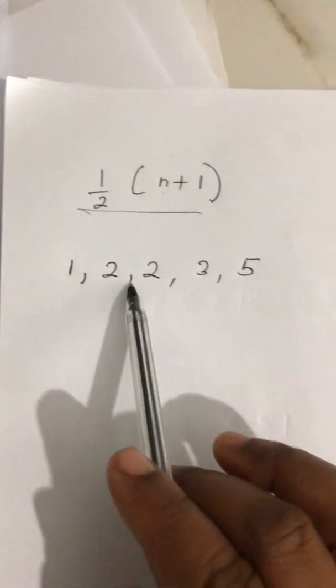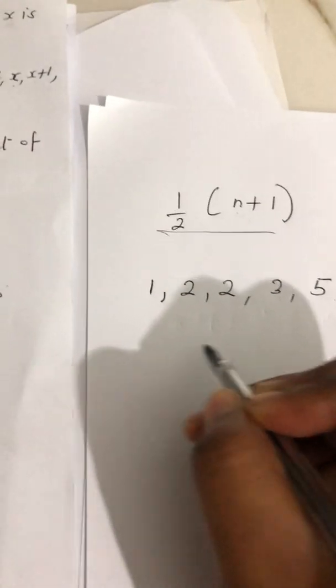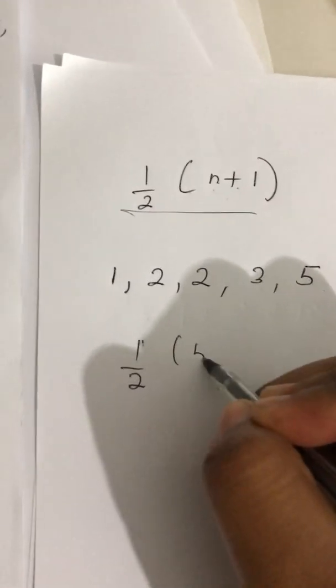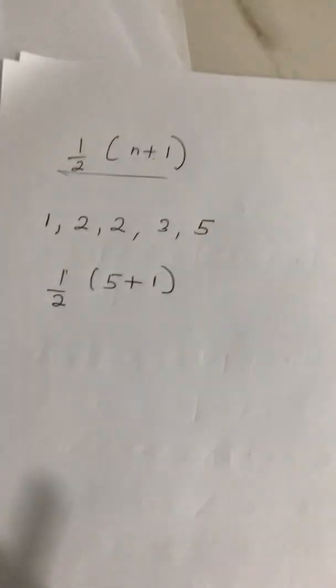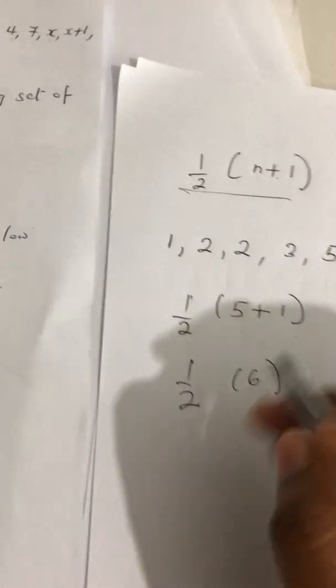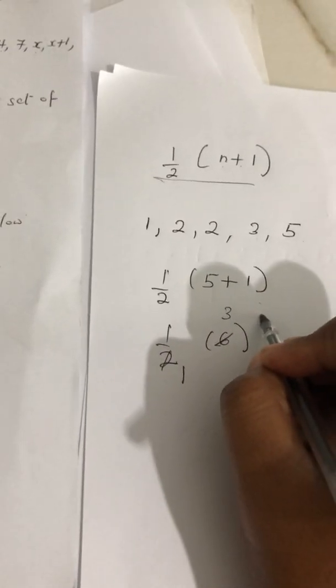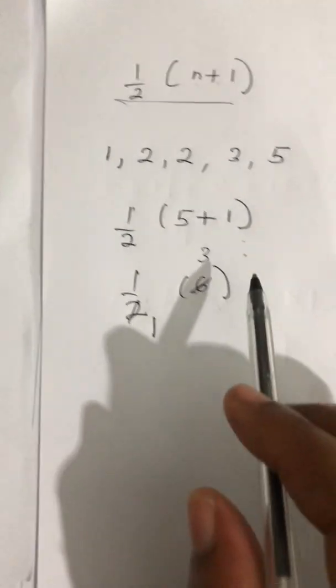Now, the formula says half of n plus 1. Now, let's find the n. The n is just the number of elements you have. So we have 1, 2, 3, 4, 5. So you can see that your n is an odd number, which is 5. So when the n is an odd number, that is when you add 1. So you have half 5 plus 1. Okay, half 5 plus 1. So we have half 5 plus 1 is what? 6. So 6 into 2, 3.